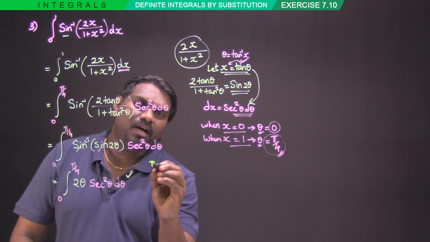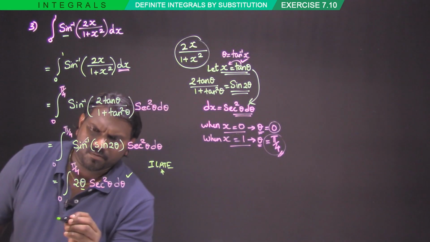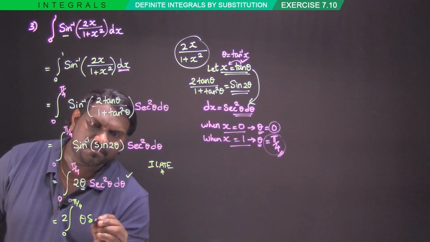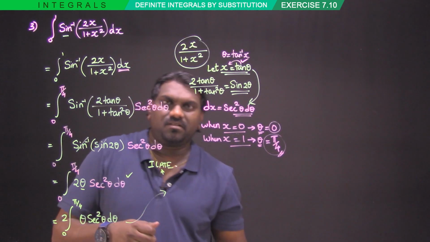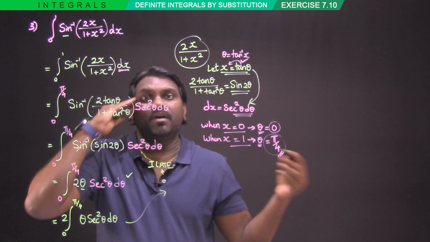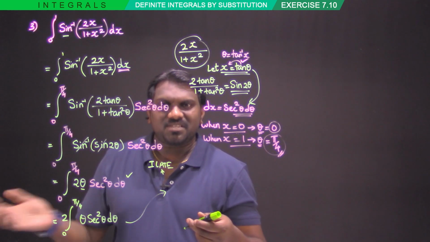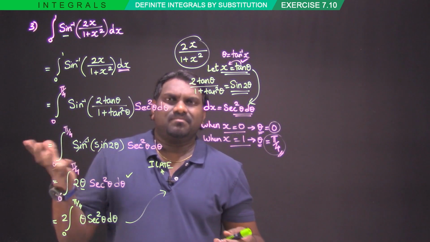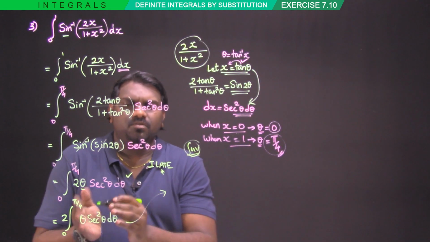How? Which one do we take first? We know ILATE. Algebra comes first, because theta is algebra. I would write one step here by taking 2 outside, 0 to pi by 4, then theta sec square theta d theta. How to integrate? The first term into integration of the second term, minus integration of the differentiation of the first one into integration of the second one. You know it, you have done it in the previous questions, the day before. I might not have told you like U and V, but you know how to do it.